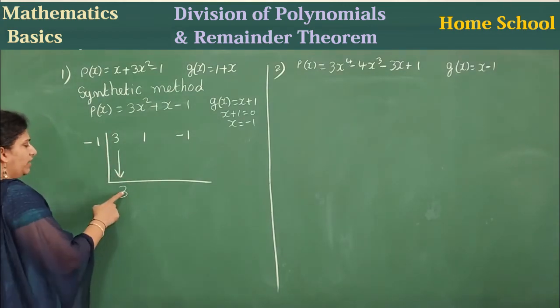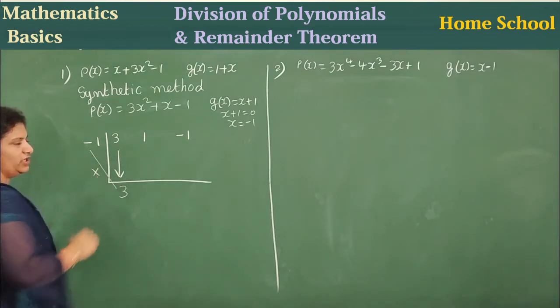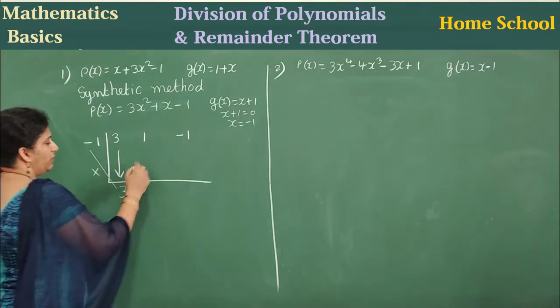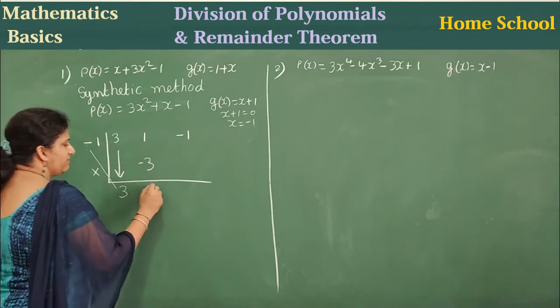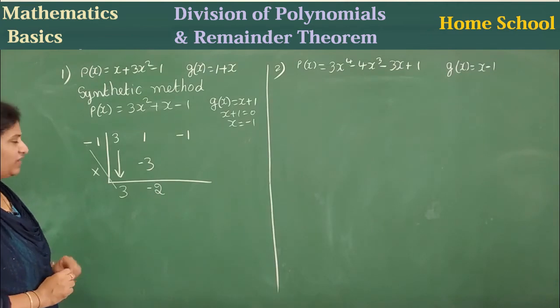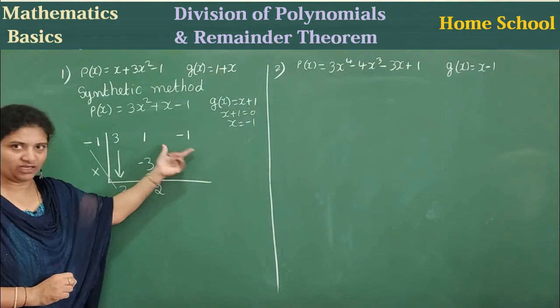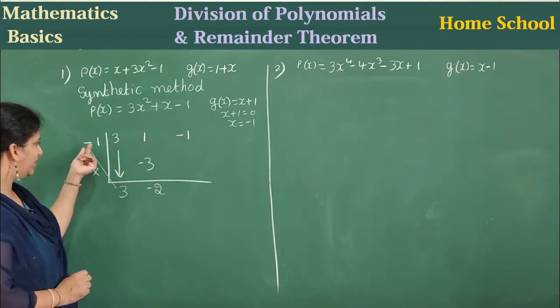Now, look here, multiply minus 1 into 3, how much? Minus 3. That product you need to write here. Minus 3 plus 1 will be minus 2. Observe carefully what I am doing here. Only the numerical coefficients I have written here, and then the zero of the other polynomial I have written here.